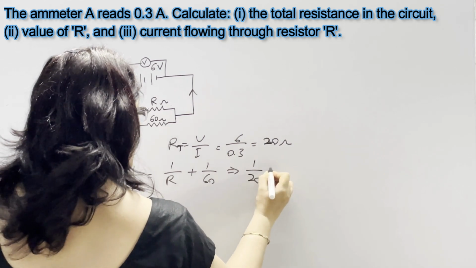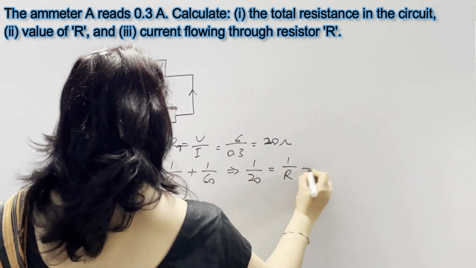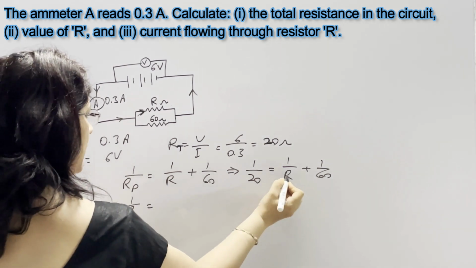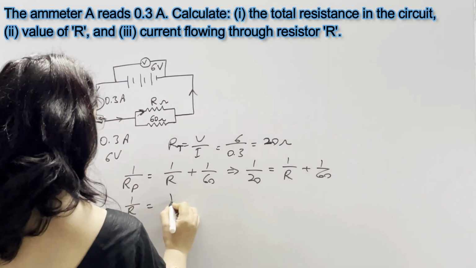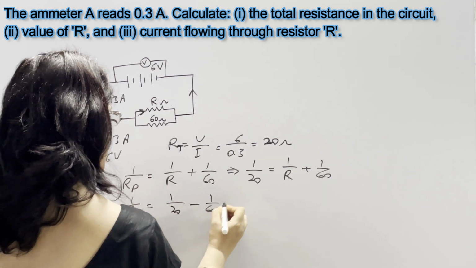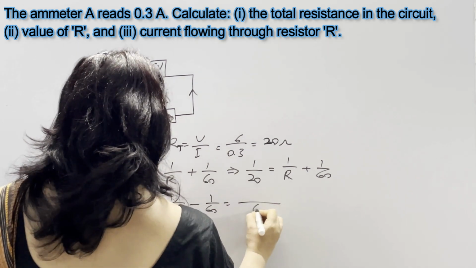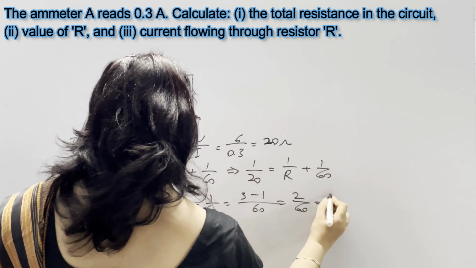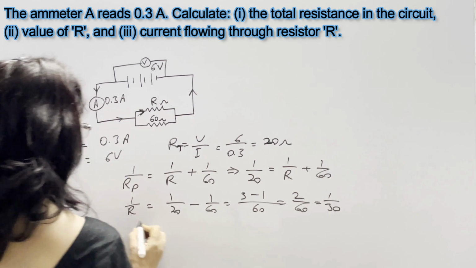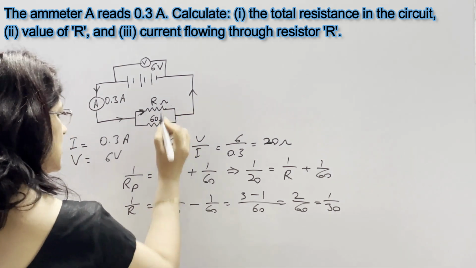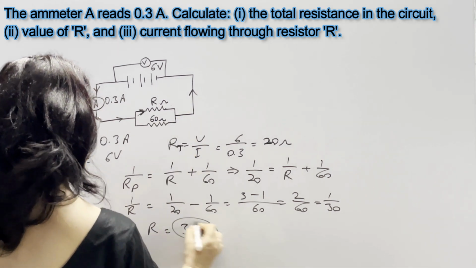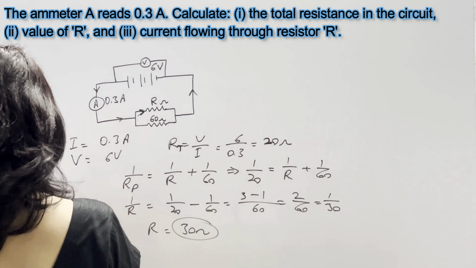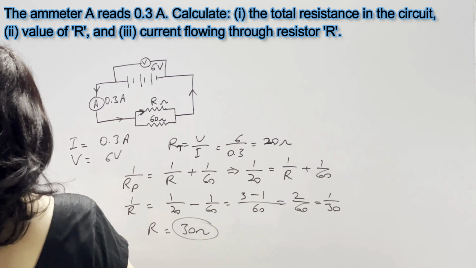So 1 upon 20 is equal to 1 upon R plus 1 upon 60. It means 1 upon R is equal to 1 upon 20 minus 1 upon 60, transposing. So 3 minus 1, it means 2 upon 60, or you can say 1 upon 30. So the value of this resistance is 30 ohm. This is our second part. Third part, current flowing through this resistor. We need to calculate the current.